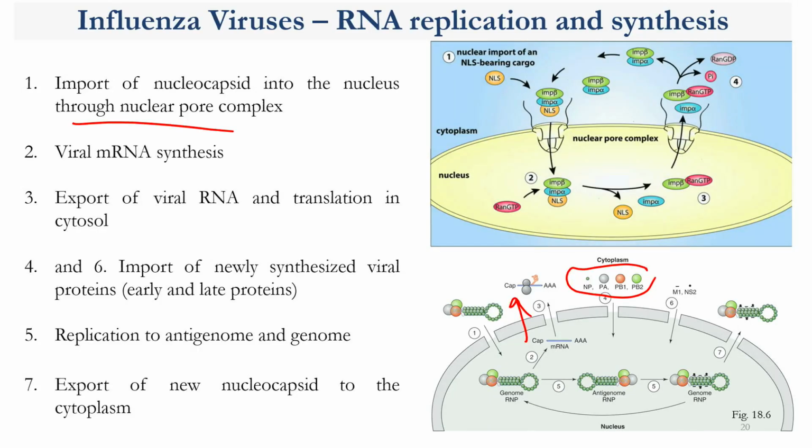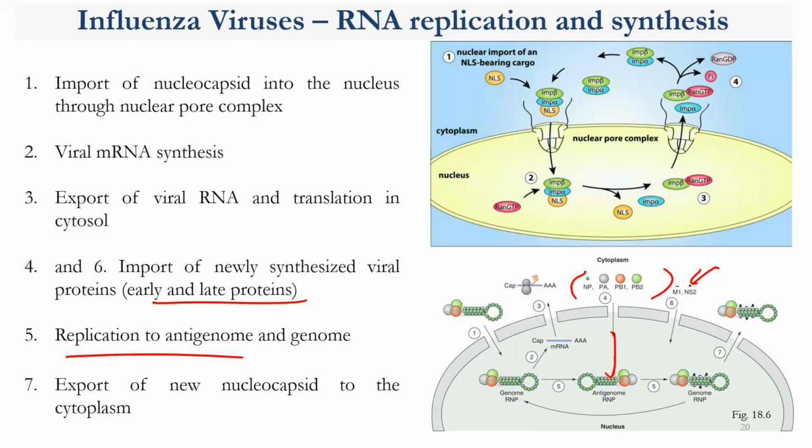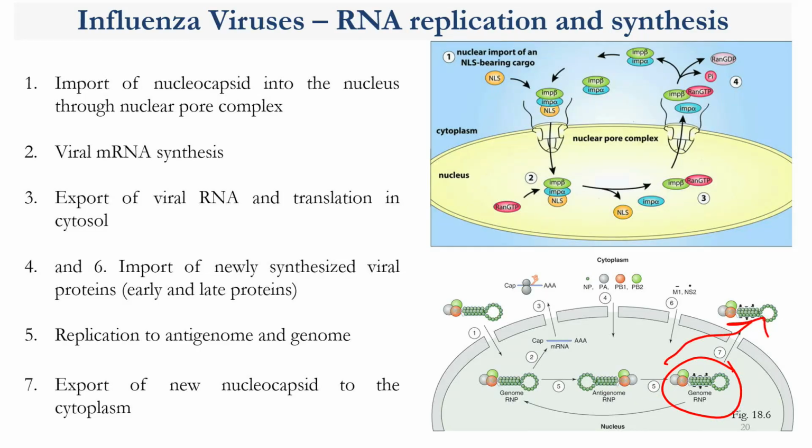So you have your early proteins and late proteins. Early proteins would be your NP and your RNA polymerase subunits. Late proteins in this case would be matrix and NS2. Okay? So you make your early proteins, you bring them back into the nucleus. Then you replicate to antigenome and then finally to genome. And once everything is assembled, you send it back out into the cytosol. Okay? So, major steps.